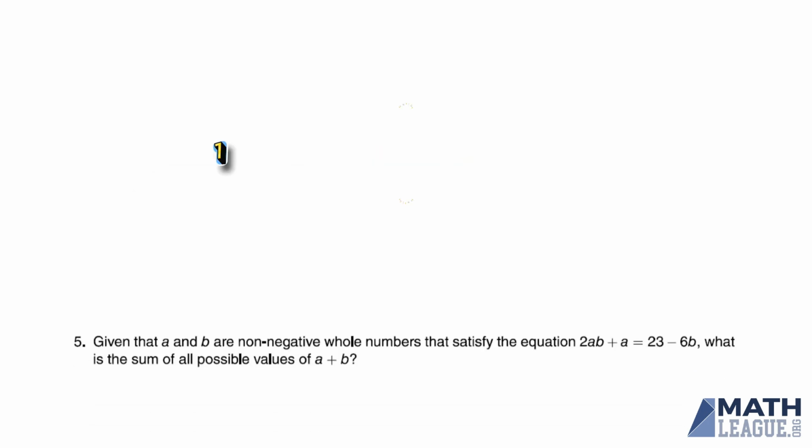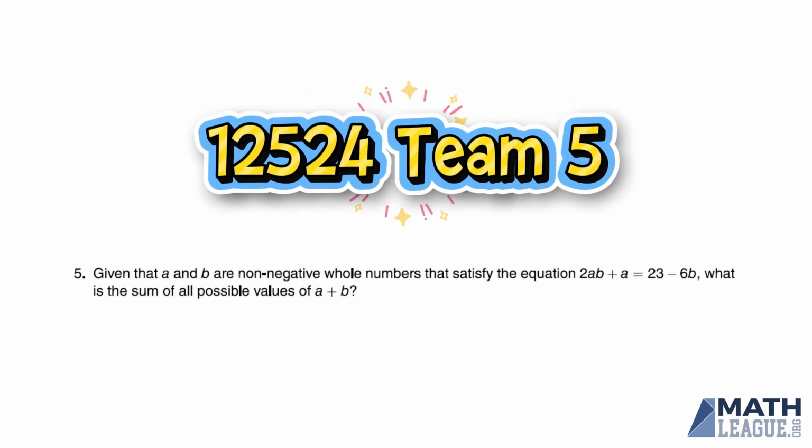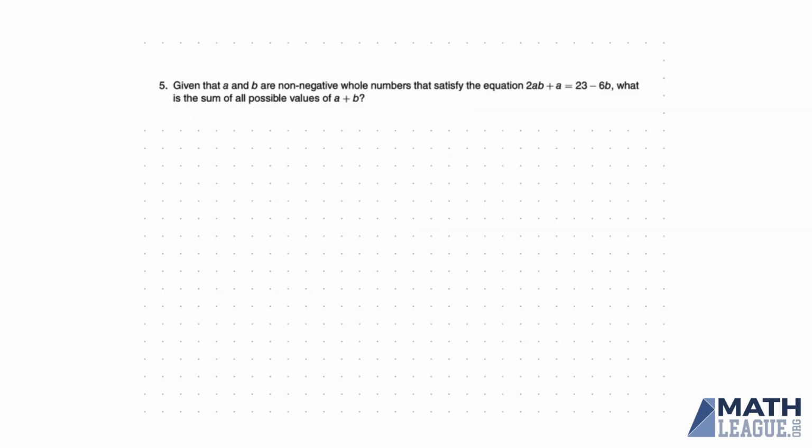The question reads, given that a and b are non-negative whole numbers that satisfy the equation 2ab plus a equals 23 minus 6b, what is the sum of all possible values of a plus b? So first let's rewrite the equation that they gave us. It was 2ab plus a equals 23 minus 6b.